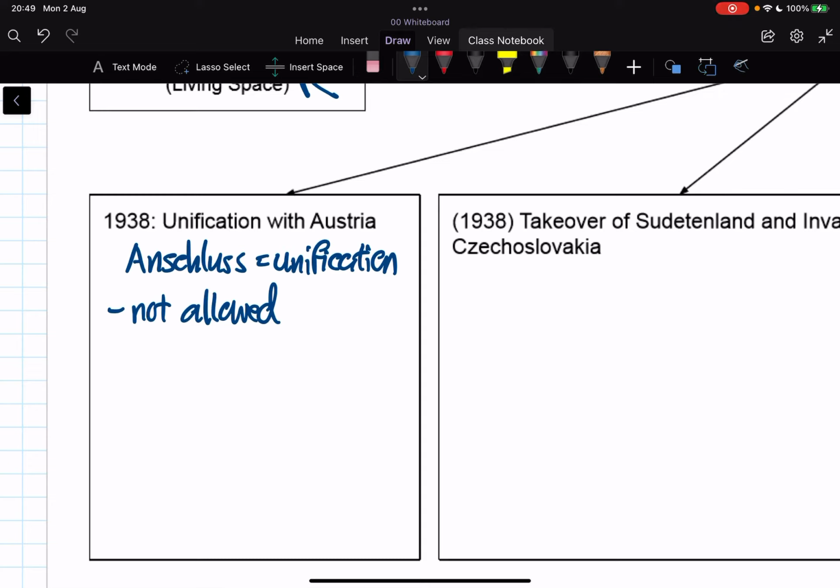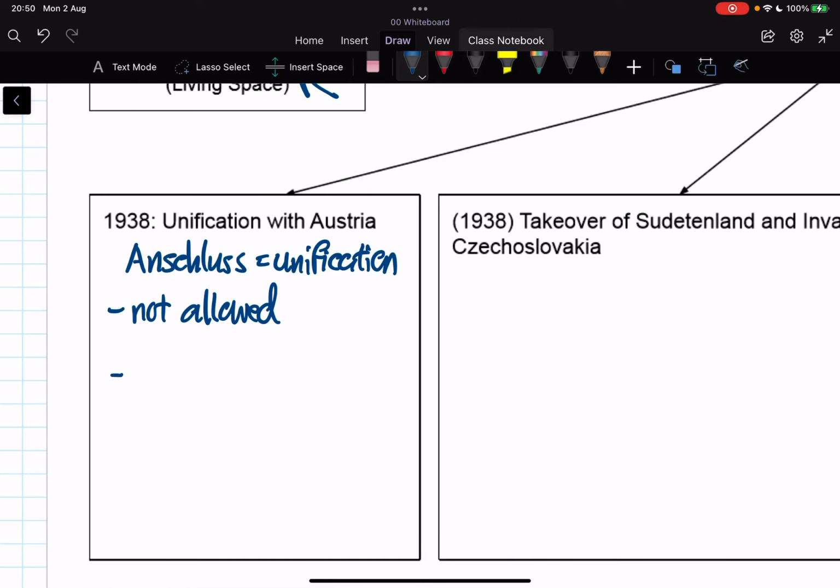As a result, Germany and Hitler will say, you know what, we need to put this to a vote. Ask the Austrians, do they want to unite with Germany? If so, then we should just unite. Obviously, this was not allowed by the Treaty of Versailles, but ultimately, the results of the vote were quite convincing. 99.75% of Austrians voted to join Germany.